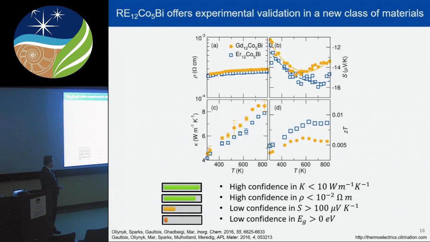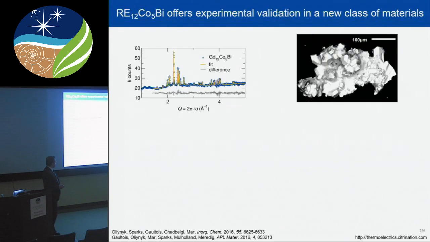When we did actual measurements of our materials, the predictions turned out to be correct. We predicted thermal conductivity less than 10 watt per meter Kelvin, and we can see that all the measurements are less than 10 watt per meter Kelvin, and so on for other properties that we predicted. So it works quite well.